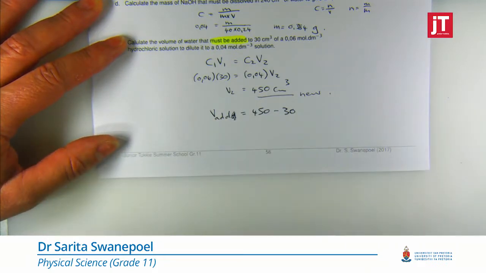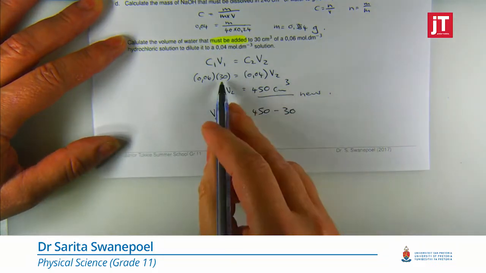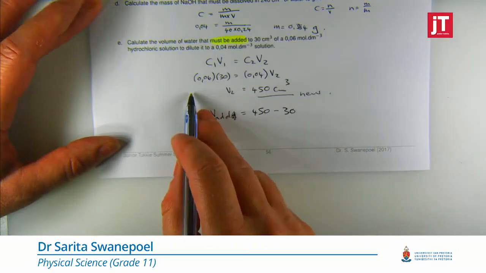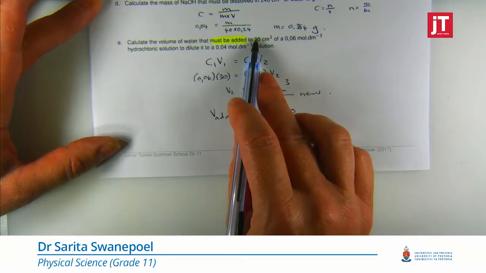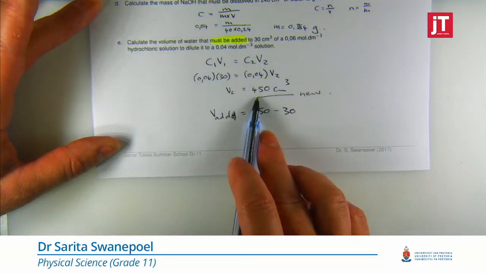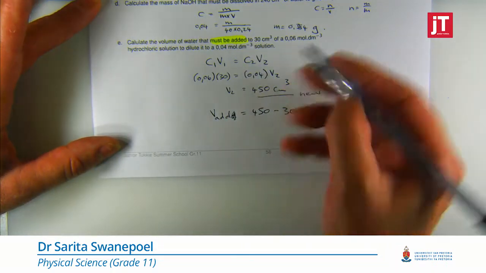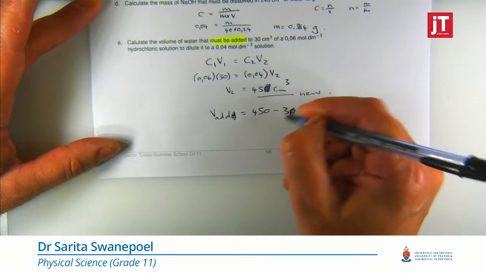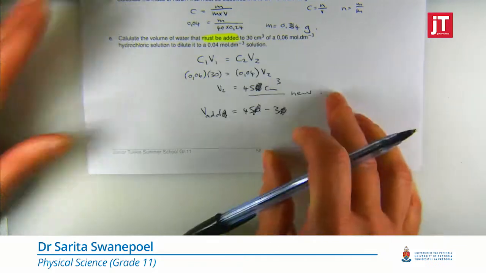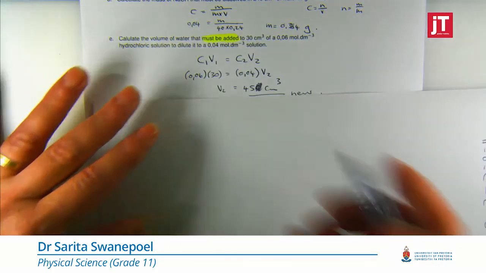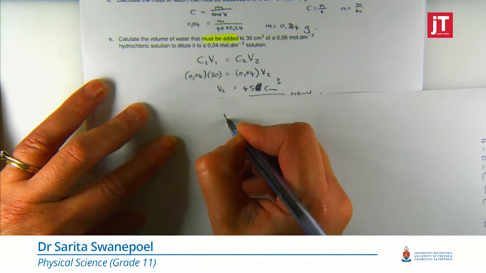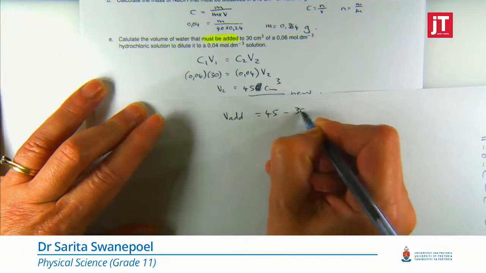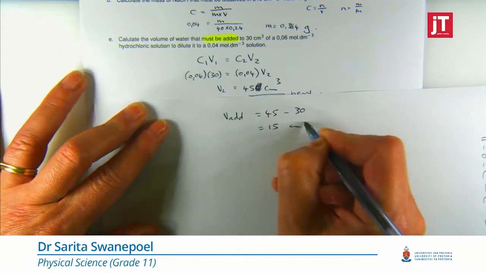Yes? Am I working on different papers than yours? Sorry? V2? Is it just 45? I think I changed it from here. 45 minus 30. Just 45 minus the 30. Okay, so it's just 15 cubic centimeters.